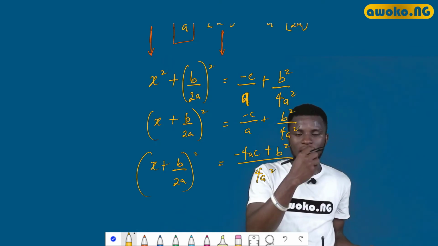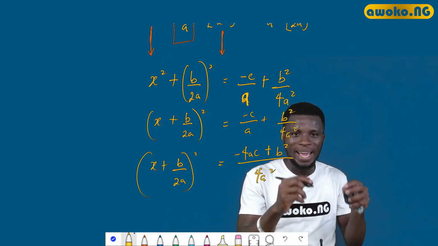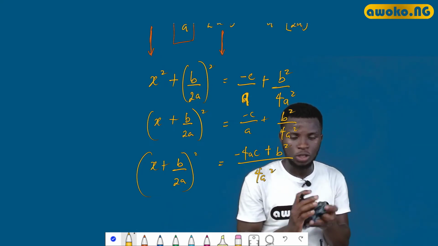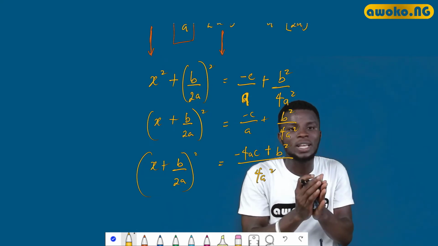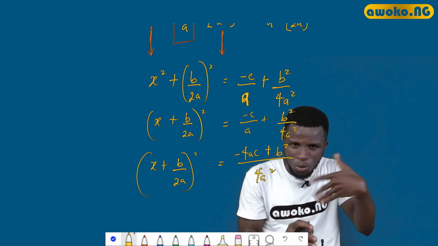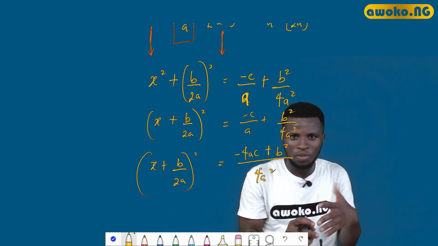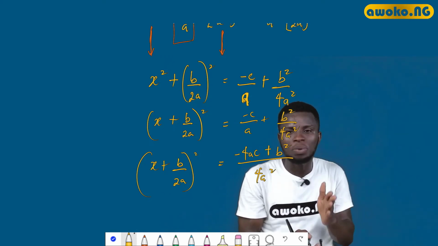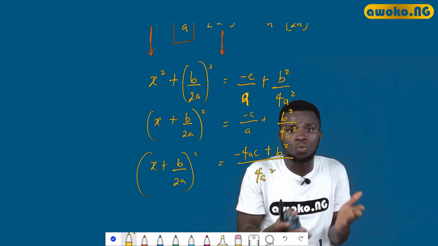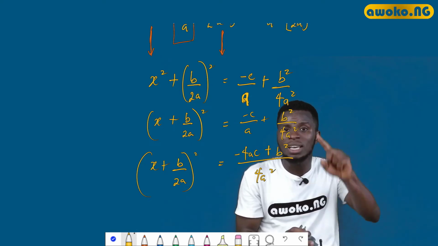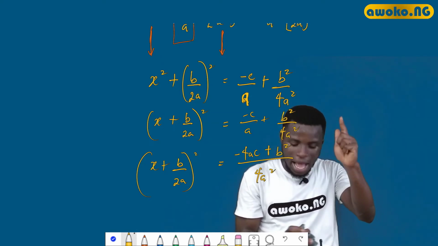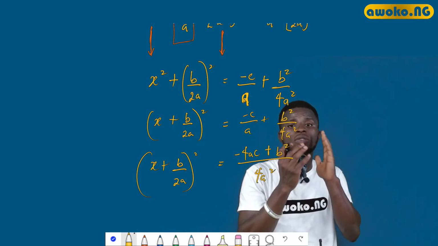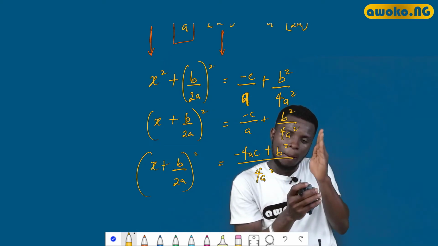Remember that my aim is to look for the variable x. So anything that is going to disturb the variable x, I am going to do away with as much as possible. How do I do that? By removing every hindrance that is stopping x from standing alone. What are those hindrances? The first hindrance is the square on top, and the next hindrance is b over 2a. We can't remove all of them at the same time, so we have to remove them bit by bit.